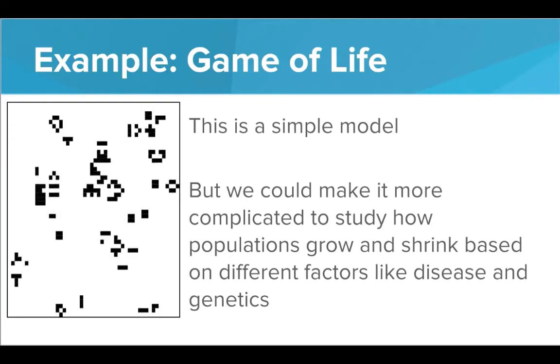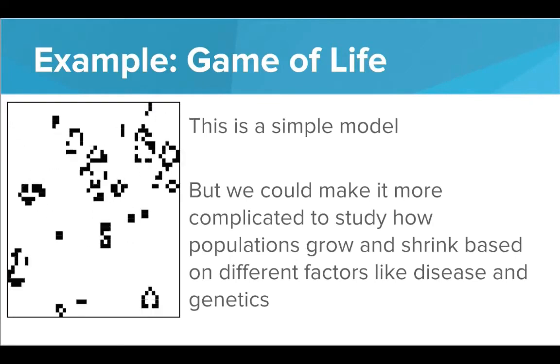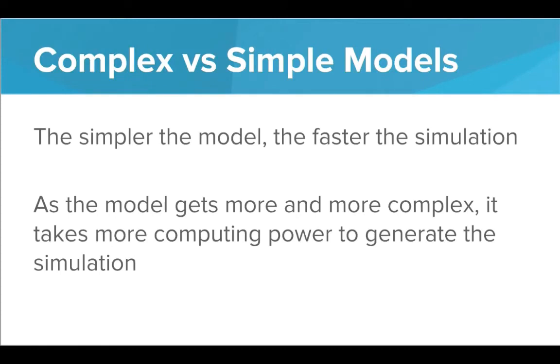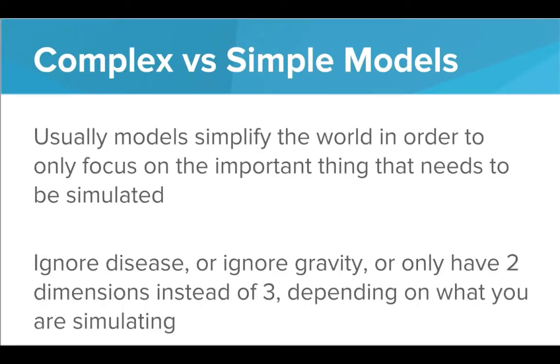But there are trade-offs when we're making our models simple versus complex. The simpler the model, generally the faster the simulation is going to be because there's less rules. The simulation can happen much faster without doing that many computations. As the model gets more and more complex, there's more and more rules to keep track of and more calculations to do. So it takes more computing power to just generate the simulation. So there's trade-offs here. We need to decide when we want a simple versus a complex model.